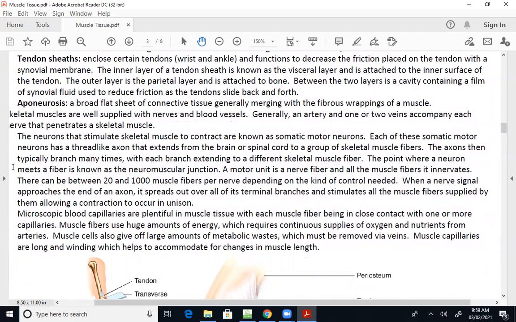Okay. Something new are tendon sheaths. Tendon sheaths enclose certain tendons, like at the wrist and ankle, where we have a lot of tendons coming together in a confined space. The function of those is to decrease the friction placed on the tendons with a synovial membrane. And yes, we just recently talked about synovial joints and synovial membranes.